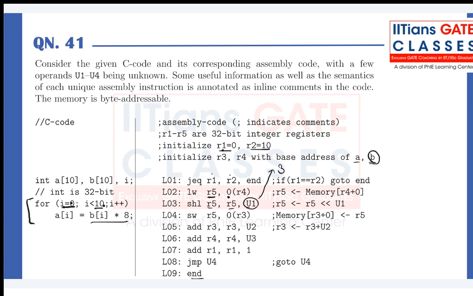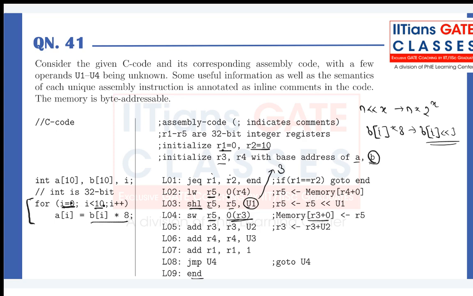Understood, right? U1 will be 3 because n left shift x is nothing but n into 2 to the power x. So B[i] into 8 is the same as writing B[i] left shift 3. So shift left B[i], U1 will be 3. Then you store the word R5, which is B[i] into 8, into 0(R3). So you're storing it into the base address of A.